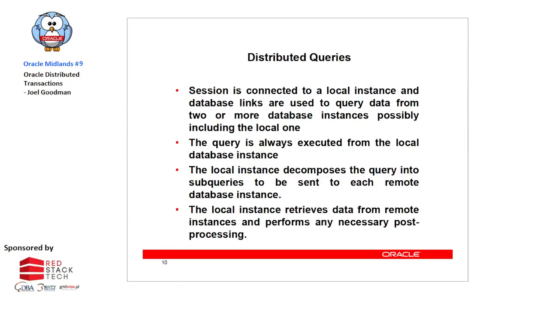Or it's conceivable that you connect locally to a local database instance and you get data from two different remote databases via their instances. In other words, two different DB links are used and you're accessing data that way. That becomes a distributed query. So it's a join.